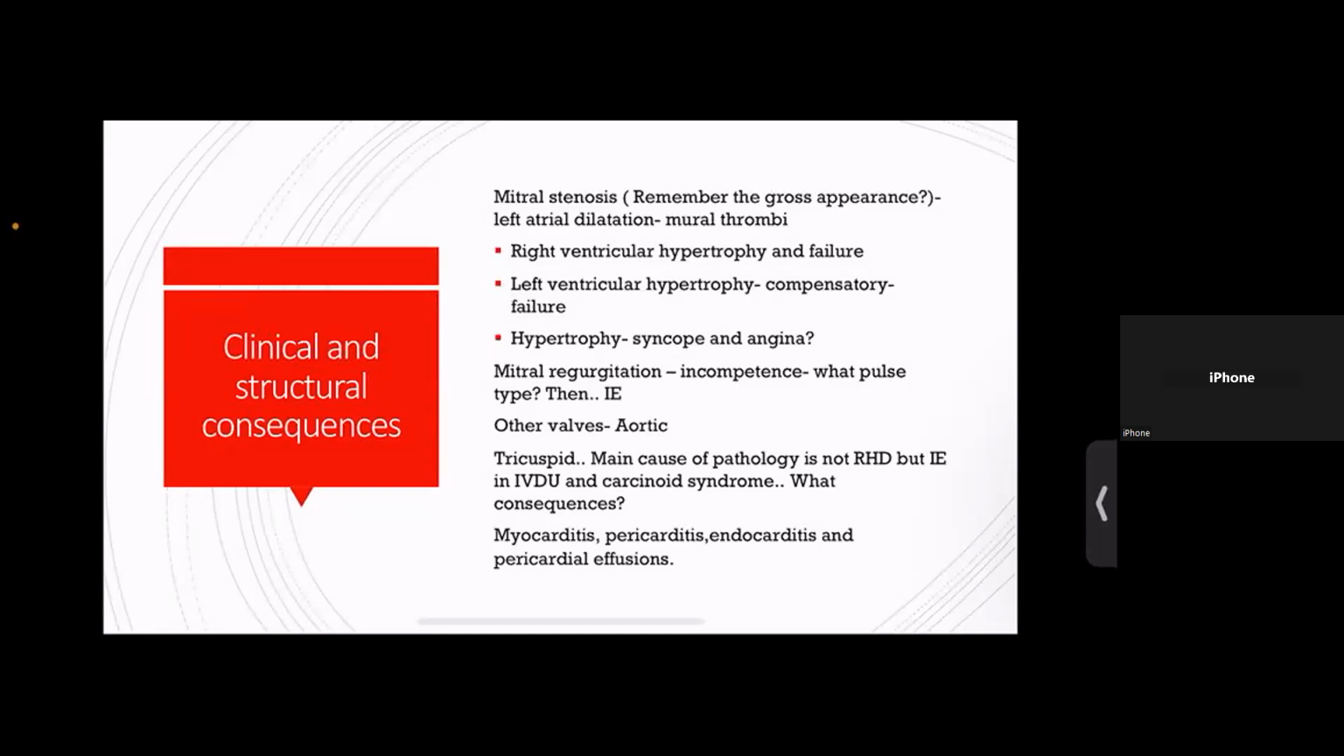And because the right ventricle is failing, it's likely to cause a left ventricular hypertrophy again to try to compensate. So the left ventricle is also likely to fail as a compensatory mechanism, okay? Because of this hypertrophy, we're likely to get a syncope. Why a syncope? Because there is likely to be reduced perfusion and angina, of course, as we've been talking about in the previous discussions. So some of the consequences are those, all due to mitral stenosis, okay?